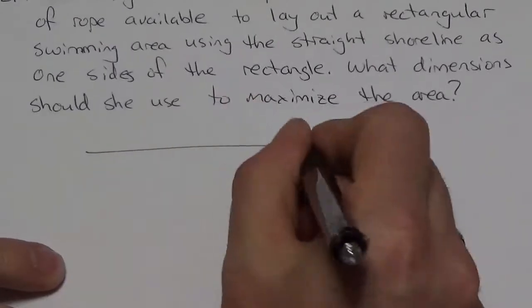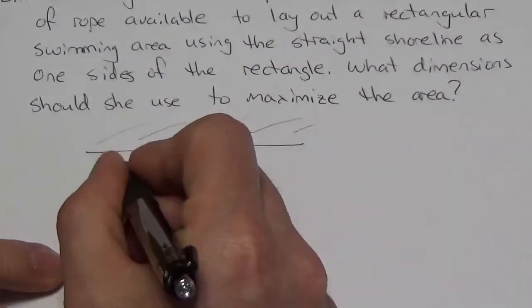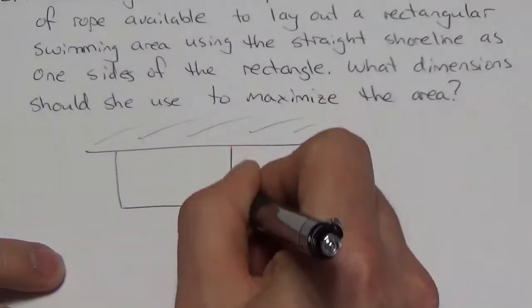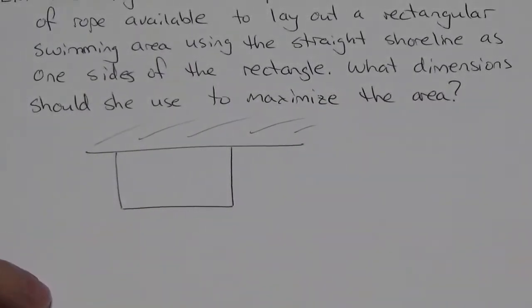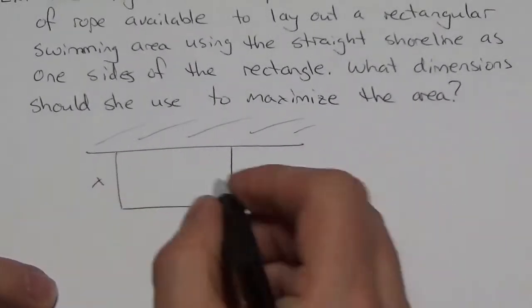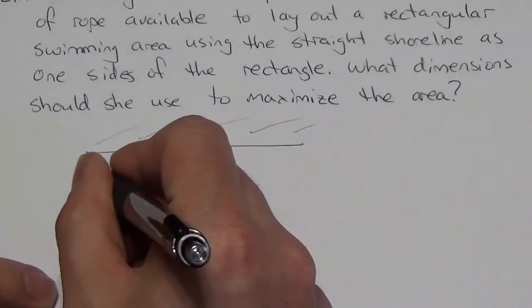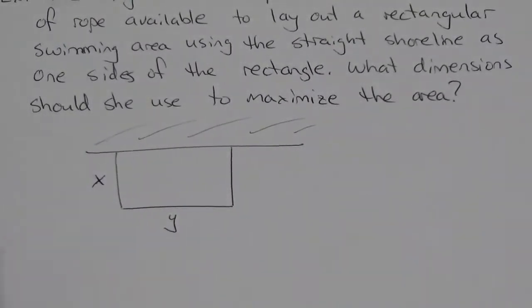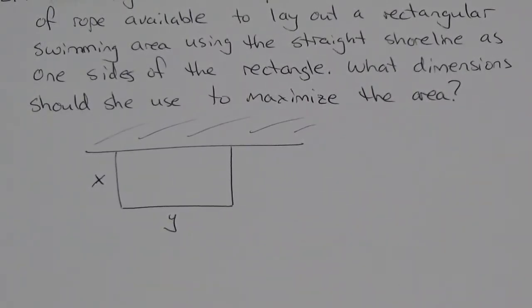So we've got the shore right here, and she's going to lay out the rope in a rectangular shape, where let's say the width is x and the length is y. What we want to do is figure out what those dimensions, x and y, are that maximize this area. You probably recognize this from the quadratics chapter in a previous course, where you would have solved this by setting up a quadratic function and then completing the square to find the vertex, the maximum.